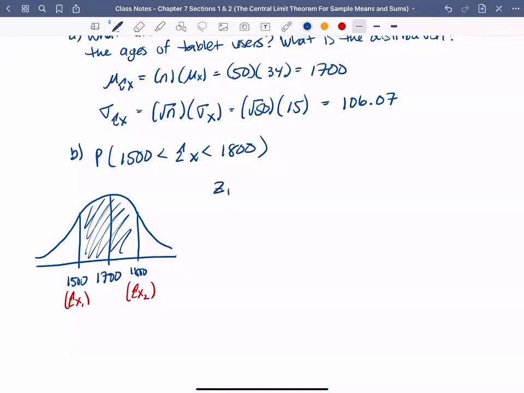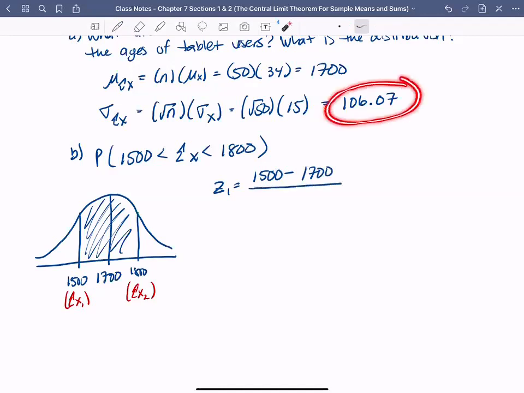So our first z value. I'm not going to write it all out, but we're first going to use the first data point, which is going to be 1500, minus the 1700 here, which is our mu, our mean, divided by, and since it asked us for the standard deviation, we can just write 106.07. You do not need to write the square root of 50 times 15. 106.07 gives us negative 1.89, and it should give us negative because it is to the left of the mean.